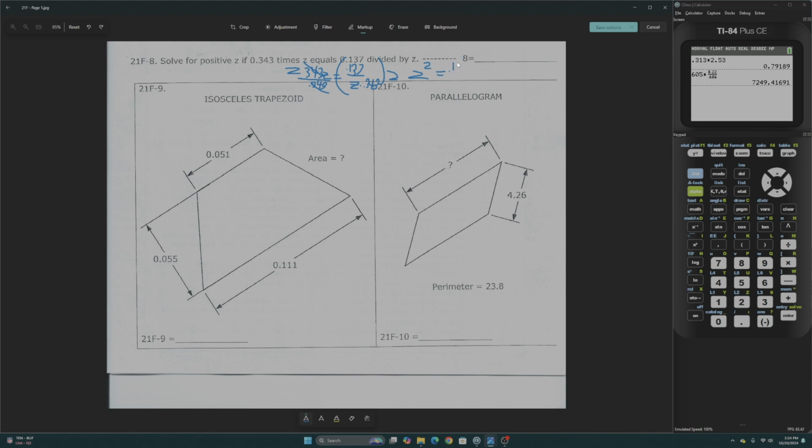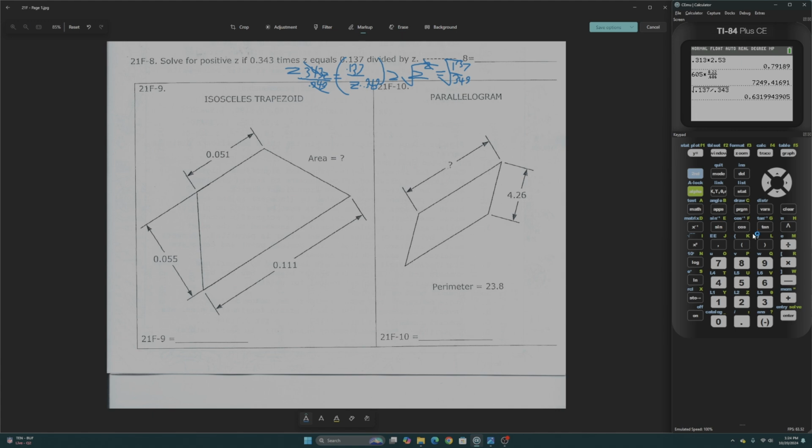I keep saying 173. I don't know why. 137 over 0.343. And then, of course, you can take the square root of both sides. So now you have isolated z, and that's all you have to do. Of course, that was the longer way to do it. I just wanted to do a little bit of a challenge, because I like it. But yeah, you could have also gotten the answer using the numeric solver. So that's honestly what I recommend.